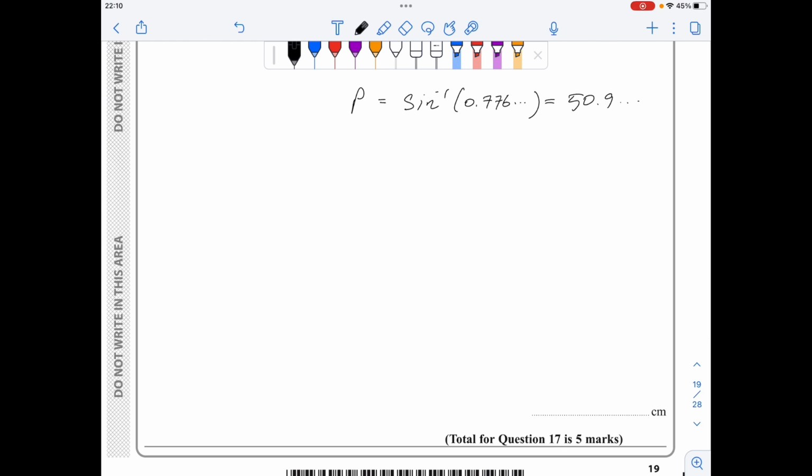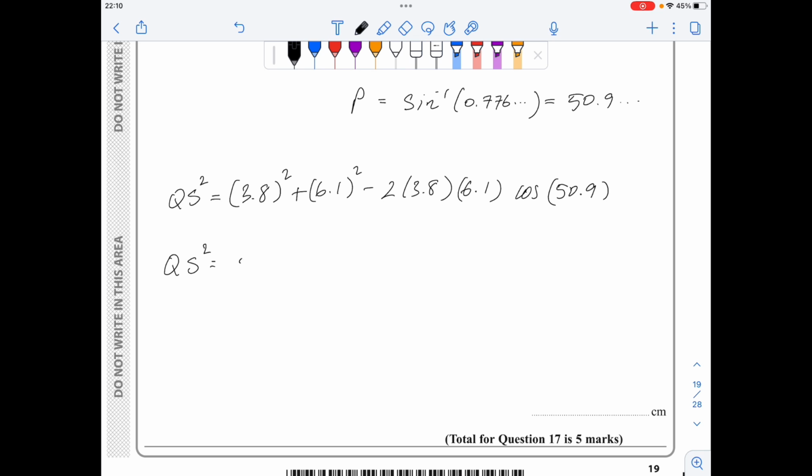And then using the cosine rule, QS squared is equal to 3.8 squared plus 6.1 squared minus 2 times 3.8 times 6.1 times cos of 50.9 and so on. So QS squared is 22.4 and so on. Take the square root of that and you will get 4.7370 and so on, and correct to three significant figures, this comes out to be 4.74.